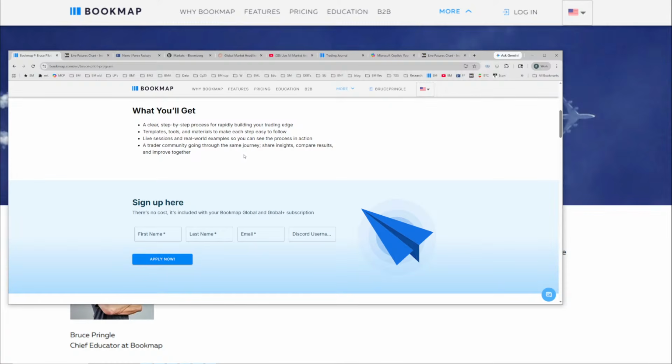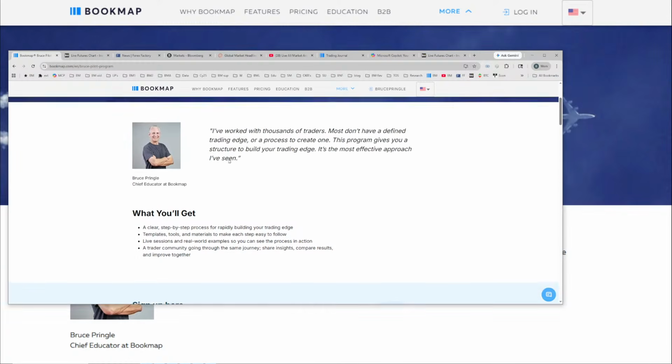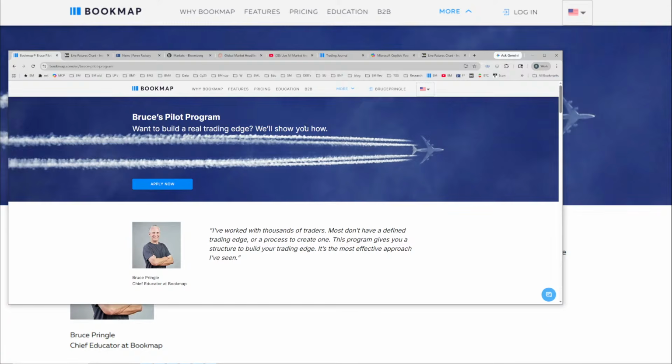You will be using replay mode heavily. You will learn how to get an edge. That's what this program is all about. It's about getting an edge. Like I said, it's a subsector of the Bookmap Academy because most of the traders I've worked with don't have a defined edge. They don't have a process to create an edge.